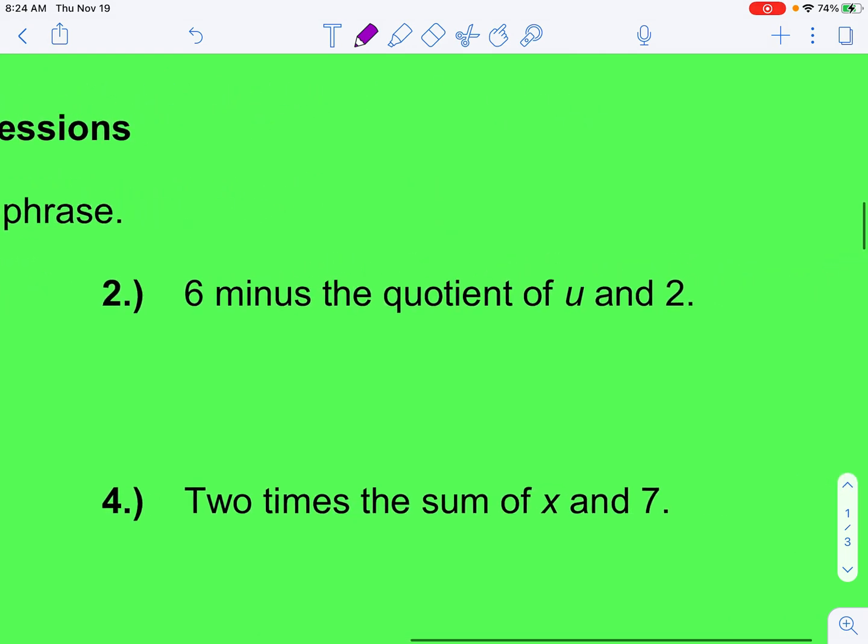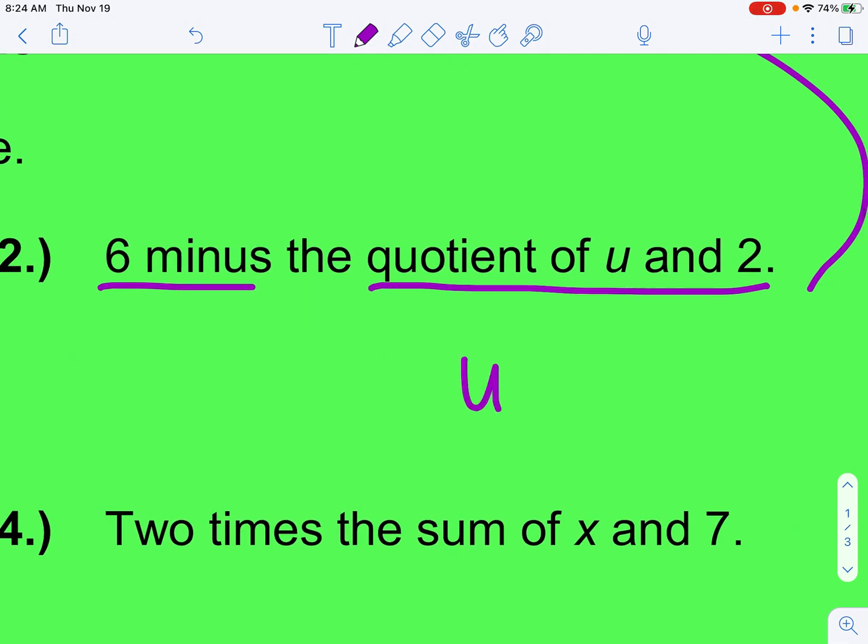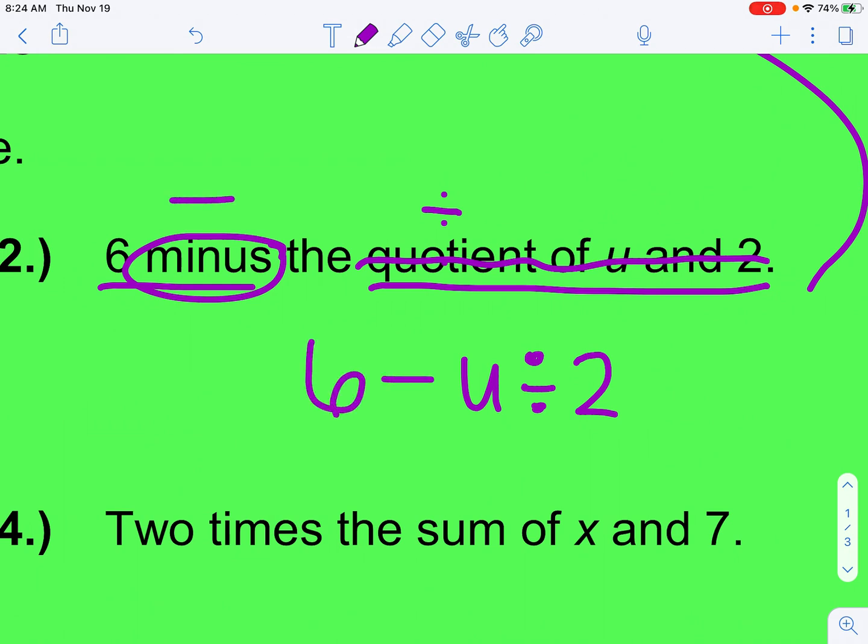Alright, let's look at number 2. 6 minus the quotient of u and 2. Alright, so I have 6 minus, and I have the quotient of u and 2. And if you look up here, that one looks pretty similar to this. So we are dividing u divided by 2, because quotient means divide. So I'm done with this part. Now I have the 6 minus. What does minus mean? Yeah, it means subtraction. So I'm taking 6 minus the quotient of u and 2. And we're done.